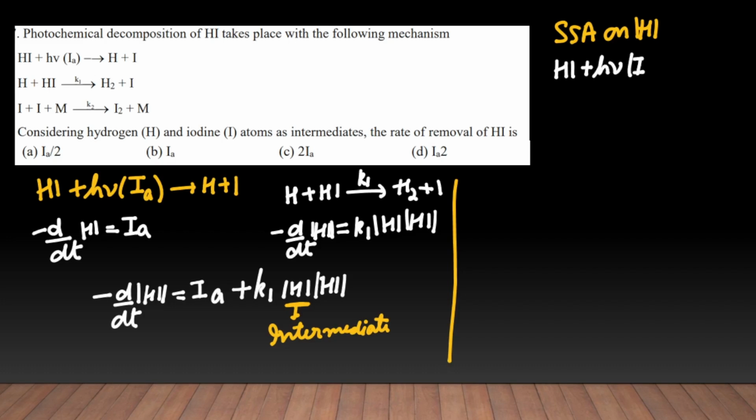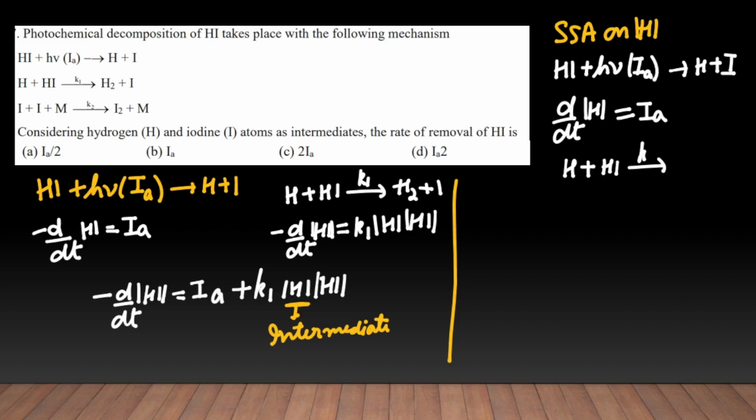This is of intensity IA, giving you the H plus the I. So here, if you see d by dt of the H, it is being formed, so a positive sign is placed. Rate of this will be equal to the IA. In the second step, H plus the HI, with the rate constant K1, giving you the H2 plus the I.